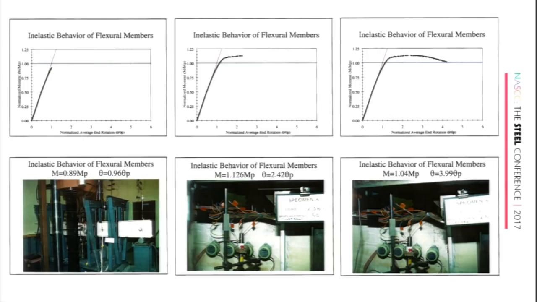You also see in the picture, with this pointer, that we're developing some local buckling here. But we're still carrying load. We're still up here, still able to put on maybe a little bit more load before this beam wants to give up. So let's go to the third picture. Now we're at 1.04 Mp, and we've got about 4 theta p in rotation already. Here's that local buckle, how much it has grown, and we're just getting back to essentially the idealized Mp of that specimen.